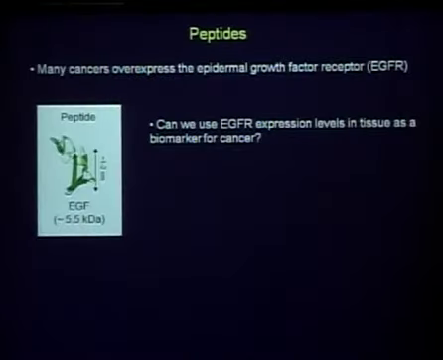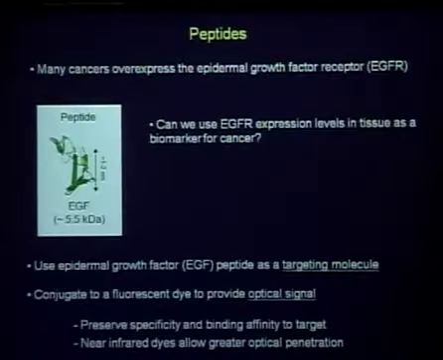Tumor cells, many of them overexpress a surface receptor called the epidermal growth factor receptor. It binds a ligand called the epidermal growth factor, EGF. So we can take EGF and we can attach a fluorescent dye to EGF. And this is an example of something that has a higher molecular weight than the deoxyglucose, but it's much smaller than an antibody, for example.